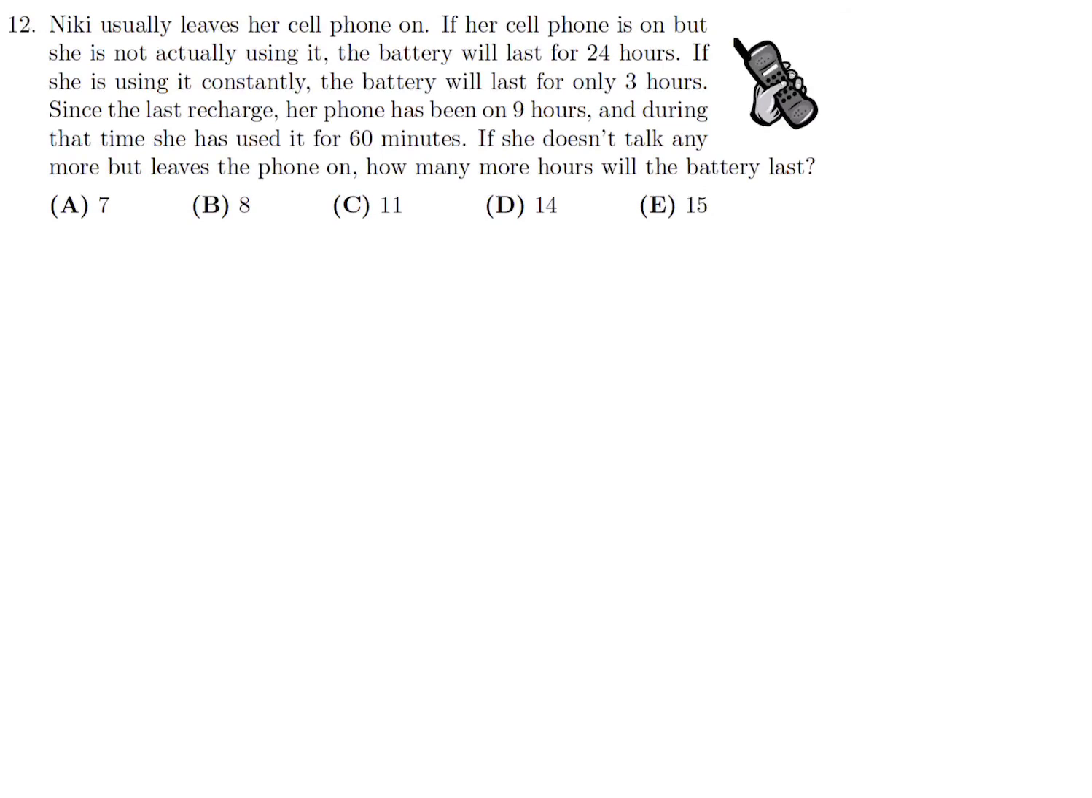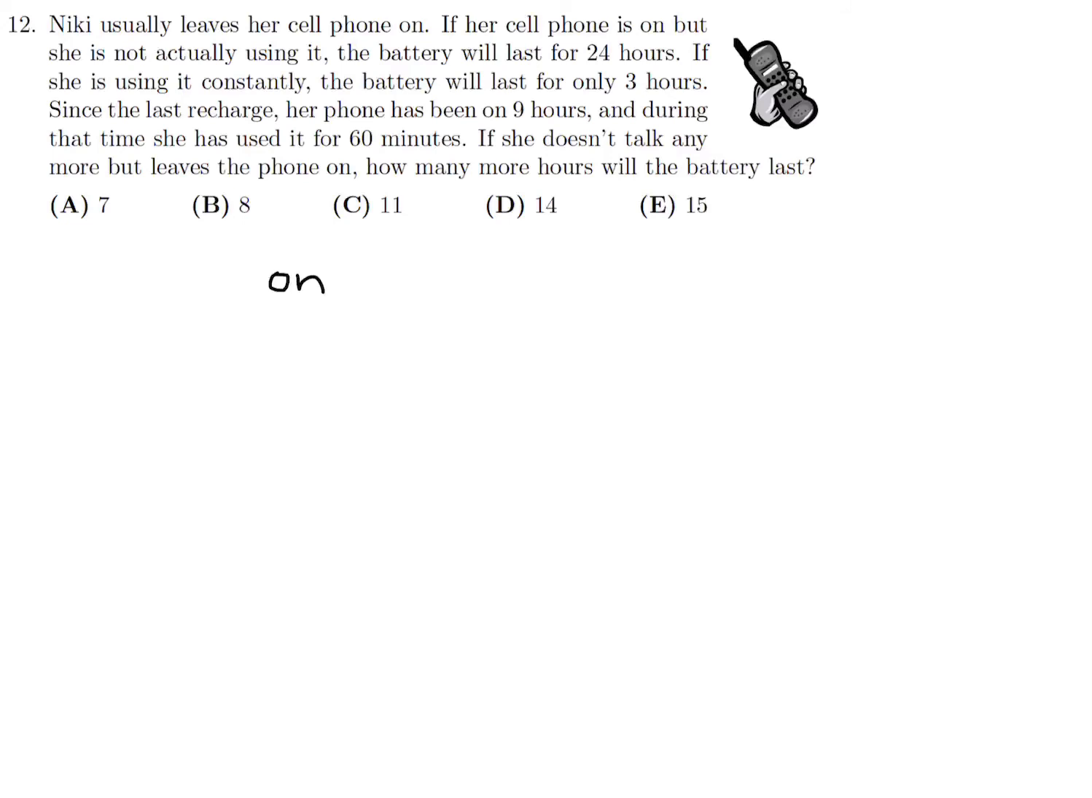Nikki usually leaves her cell phone on. If her cell phone is on but she is not actually using it, the battery will last for 24 hours. If she is using it constantly, the battery will last for only 3 hours. Since the last recharge, her phone has been on 9 hours, and during that time she has used it for 60 minutes. If she doesn't talk anymore but leaves the phone on, how many more hours will the battery last?